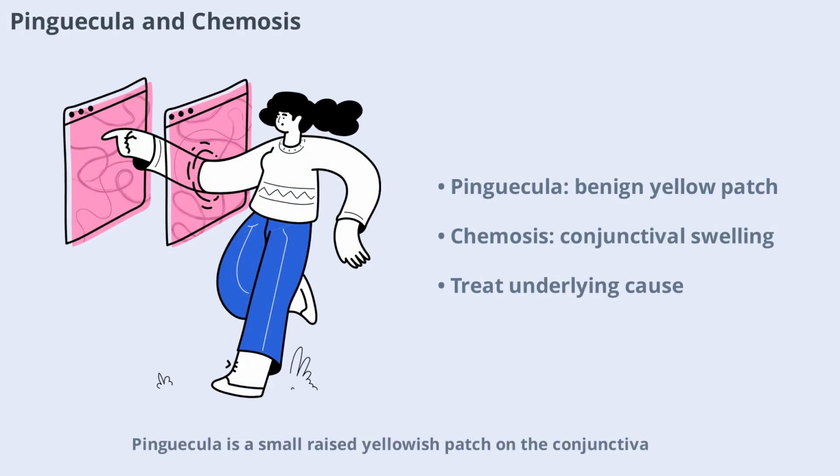Pinguecula is a small, raised, yellowish patch on the conjunctiva, often seen in elderly people exposed to sunlight, dust, and wind. It is benign and requires no treatment. Chemosis refers to edema of the conjunctiva, presenting as boggy swelling and loss of transparency. Causes include acute inflammation, obstruction to circulation, or abnormal blood conditions like anemia or nephritis. Treatment targets the underlying cause.